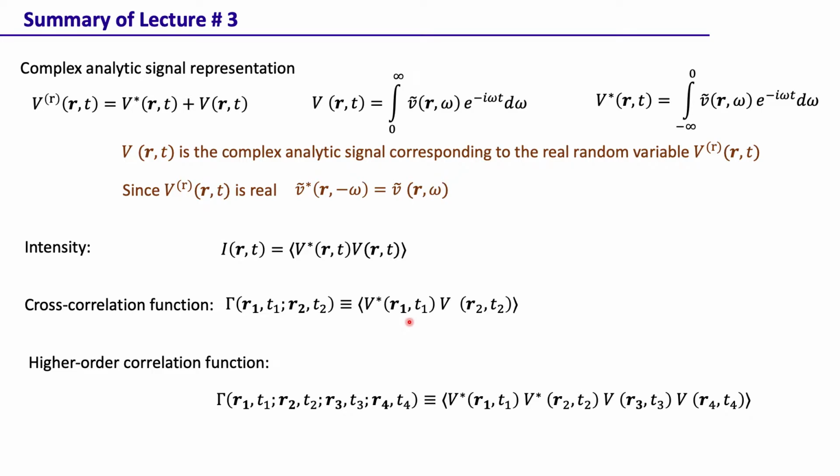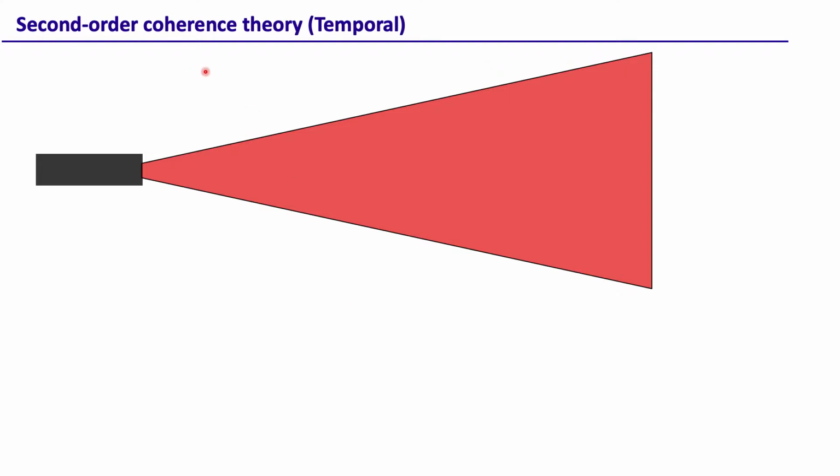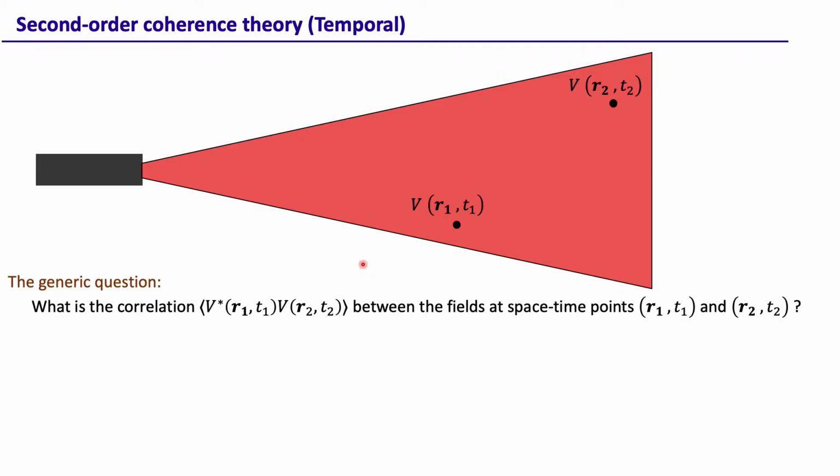So let's get started. In second order coherence theory, the generic question is: if there is a field produced, let's say by some source, and these are the two field points r1 t1 and r2 t2, then what is the correlation between these two points? The way to quantify the correlation between these two points is by this quantity V star (r1, t1) V (r2, t2). So that's the very generic question.